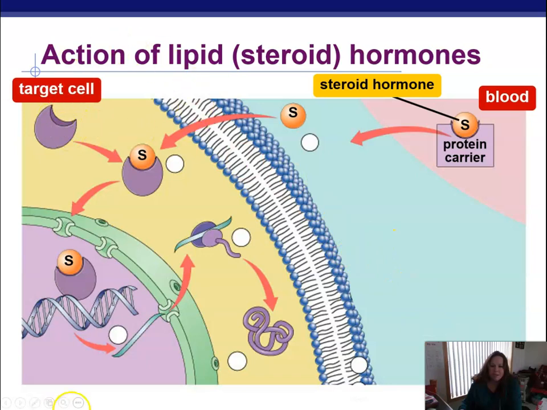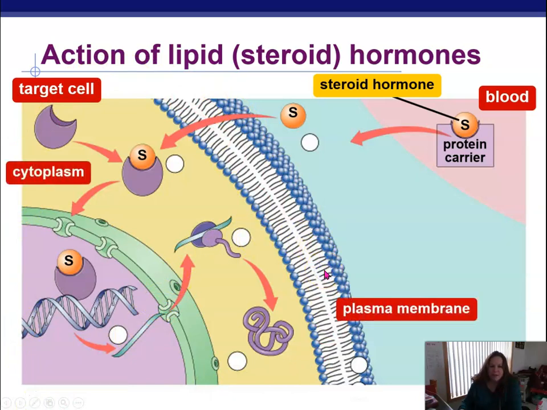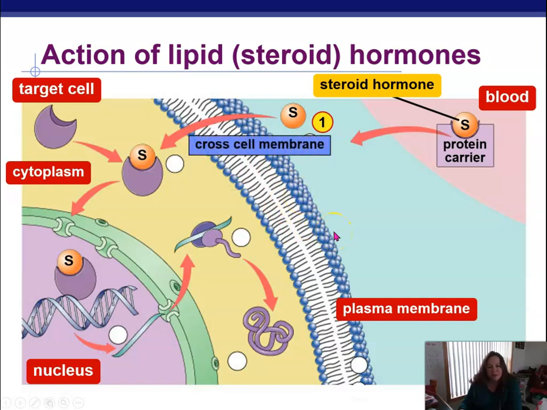There's our target cell, this whole thing that we see just a part of. And there's the plasma membrane, the cytoplasm, there's the nucleus, all things that we know of in a cell. So step one, here's our steroid hormone being able to diffuse across the lipid bilayer because it has properties very similar to those phospholipids that are there. Crosses that cell membrane. So step two, it finds its receptor protein, which is in the cytoplasm.